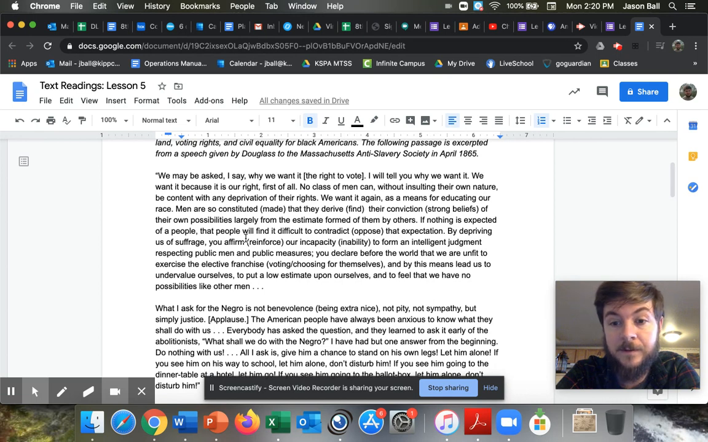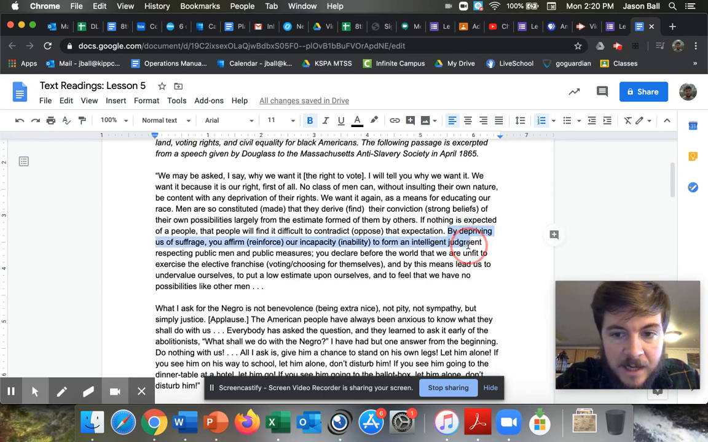It's not the first time I've read this. He's saying, highlighting and quoting here, and this is a good quote: by depriving us of suffrage, you reinforce our incapacity to form an intelligent judgment. Essentially, you are saying that we're not fit to do this.